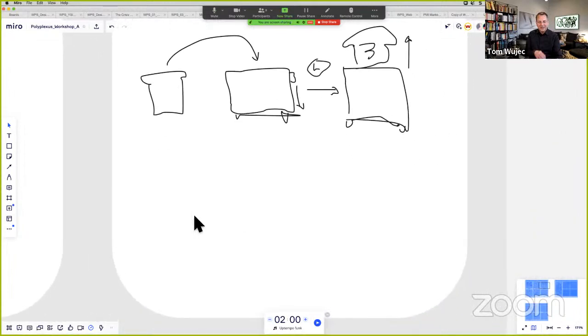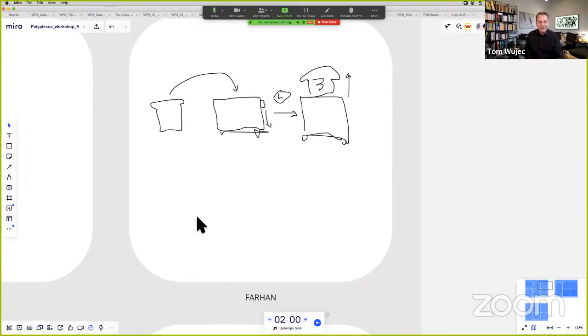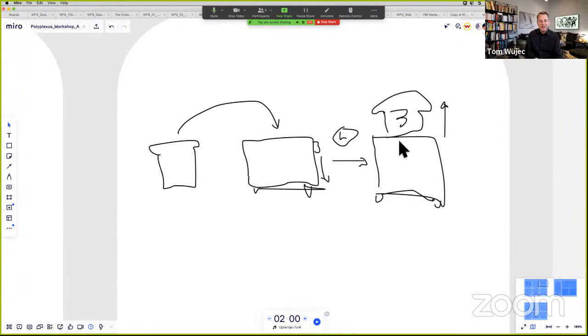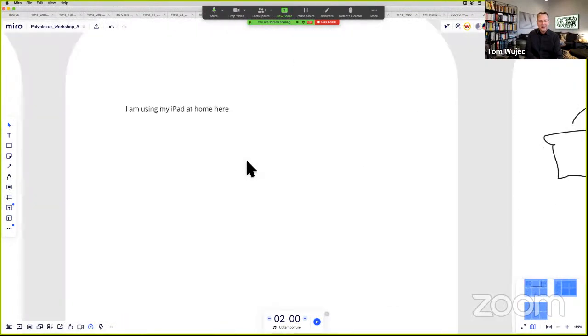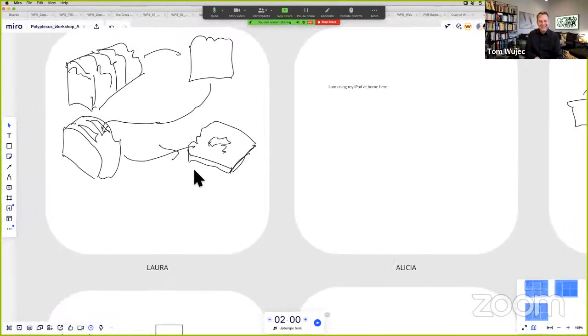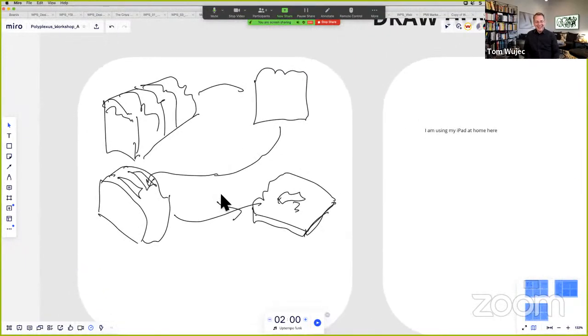Here we've got Farhan, I think you've numbered them, so it's a clock. So we've got the toast that goes into the toaster, pops back up again. And then Laura, I know you've been practicing this, has done a great drawing here.